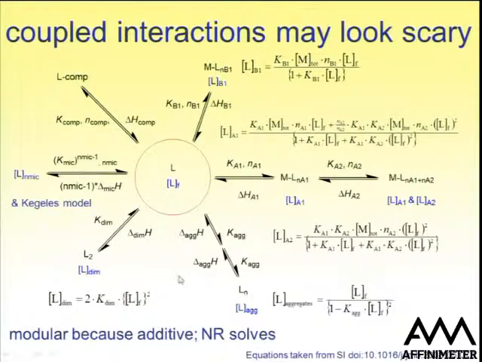The good thing is that this is modular because we can switch equilibria on and off simply by setting the equilibrium constant to 0 or to a non-zero value. We then use a Newton-Raphson algorithm to do the numerical solution to determine the free ligand concentration in the cell, and then based on that, we back calculate all the concentrations of the different species.